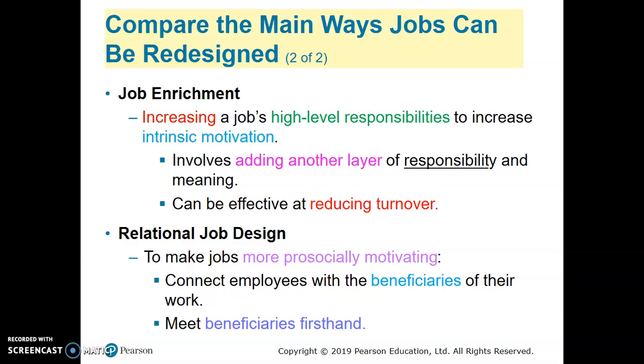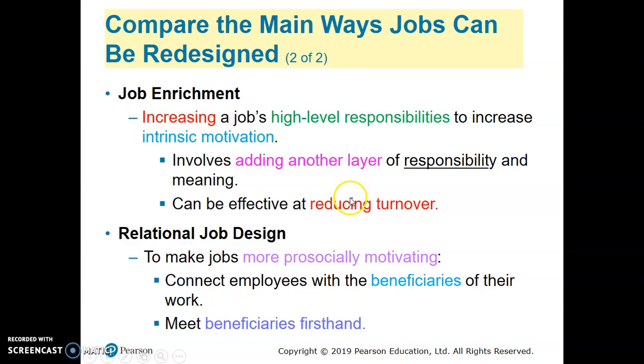Maybe for some employees, if they've been given more responsibility or a high-level kind of responsibility, they will think that this is more challenging. So this will increase their intrinsic motivation. By adding another layer to the responsibility, that means giving more responsibility to the tasks or job that they already have to do, this will improve their motivation.